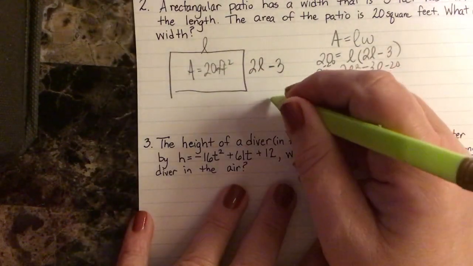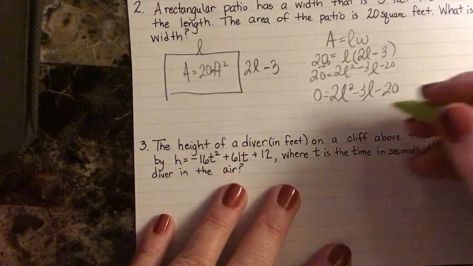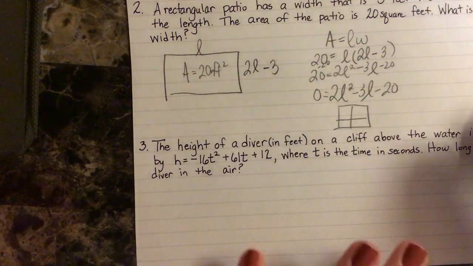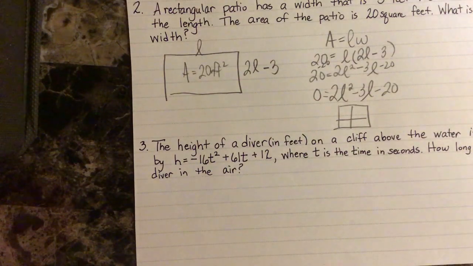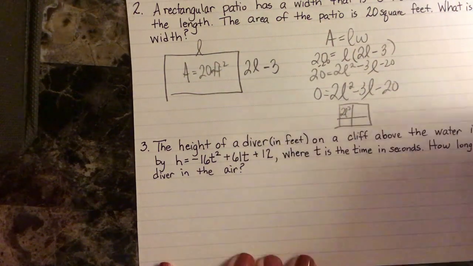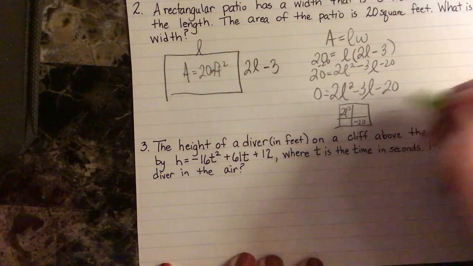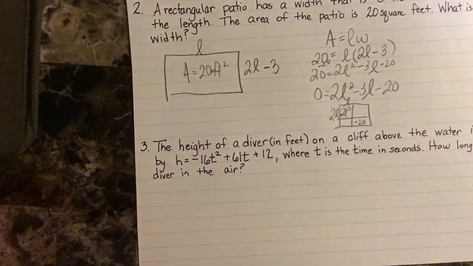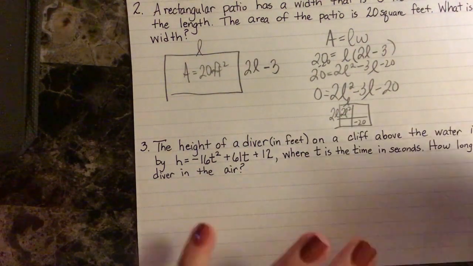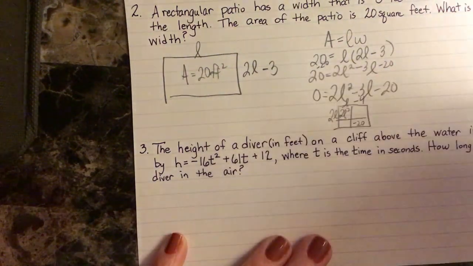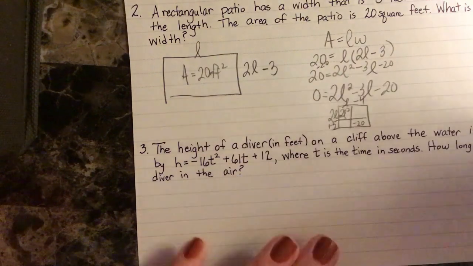I think I'm just going to make an area model for this one, just to vary it up some. Okay, so I need to multiply and get 2L squared and multiply and get negative 20. So L and 2L. And then to get negative 20, I'm just going to take a wild guess. I don't know if it'll be right. I'm going to put negative 4 and positive 5.